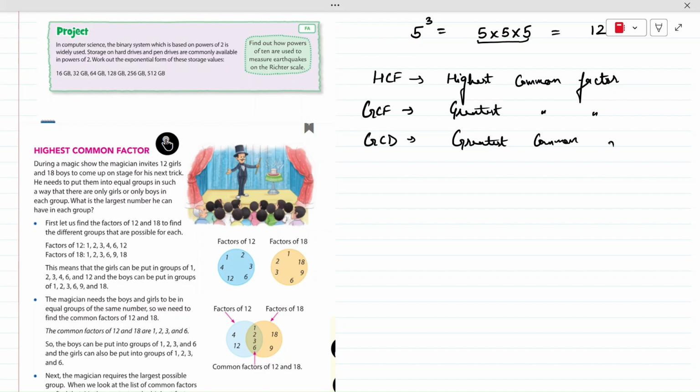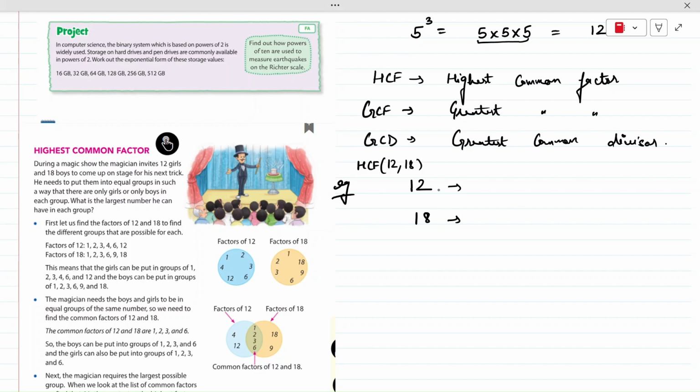So what we are trying to see here is that we always have to find the HCF of two given numbers. Whenever we are asked to find the HCF, that is the highest common factor, of any two numbers, the first thing is we will be given two numbers. For example, I am taking here 12 and 18, and the question is we have to find the HCF of 12 and 18. So the first thing we have to do is write all the factors of 12 and 18.